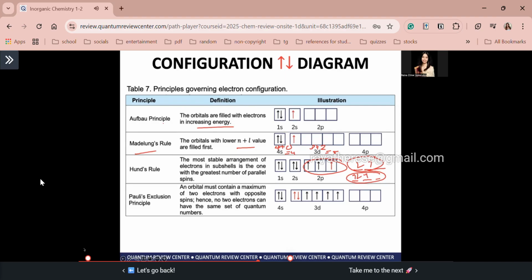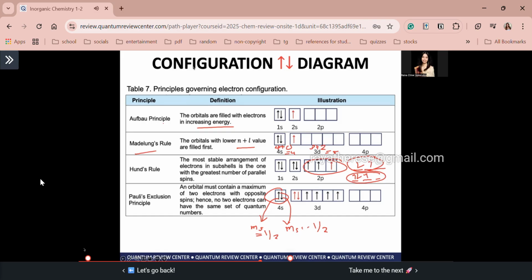Okay? And lastly, the Pauli's exclusion principle states that an orbital must contain a maximum of 2 electrons with opposite spins as shown here sa 4s orbital. Hence, no 2 electrons can have the same set of quantum numbers. For example, itong mga electrons sa orbital na itong 4s, they have the same n, l, and m sub l. Ang hindi nila same is m sub s. So ito, yung naka-up na arrow, m sub s niya is 1/2. And yung nakababa naman, m sub s niya is negative 1/2. That's why no 2 electrons can have the same set of quantum numbers.